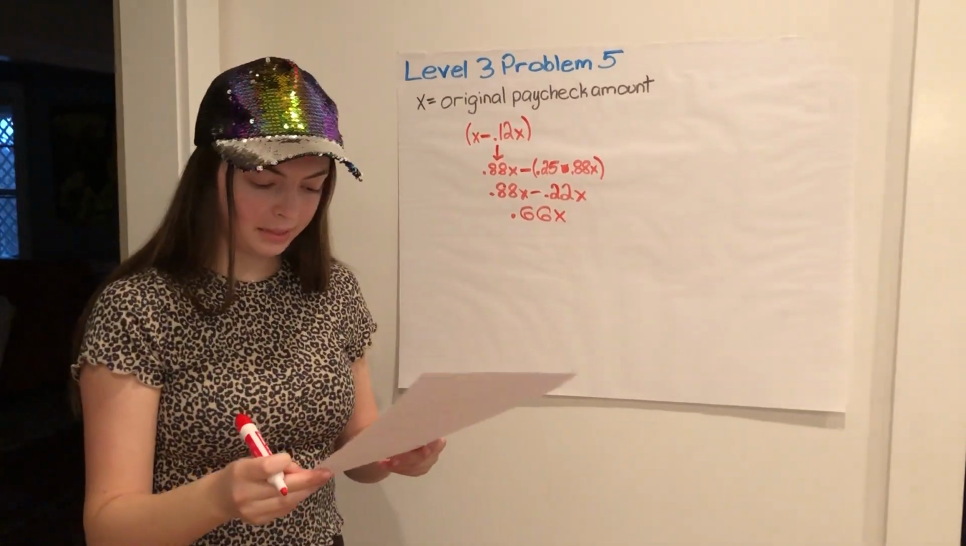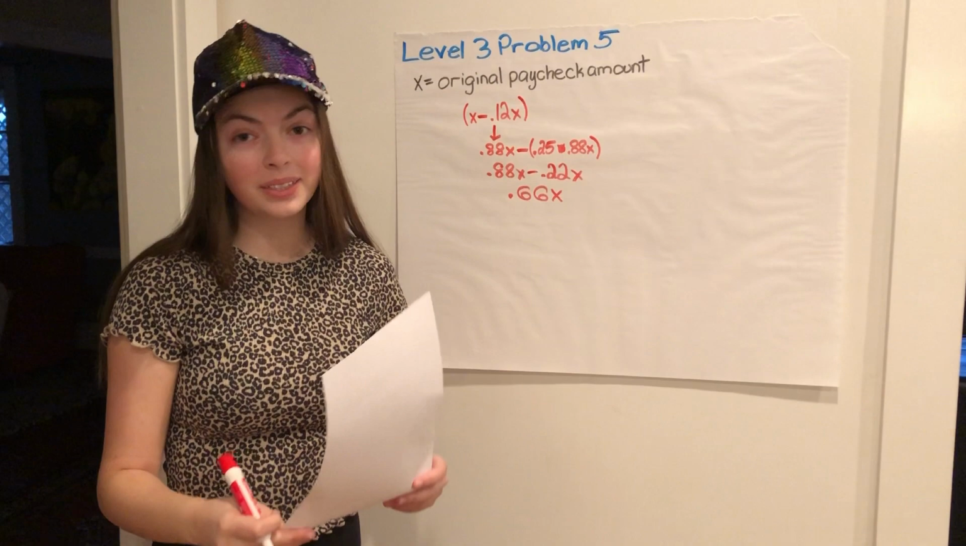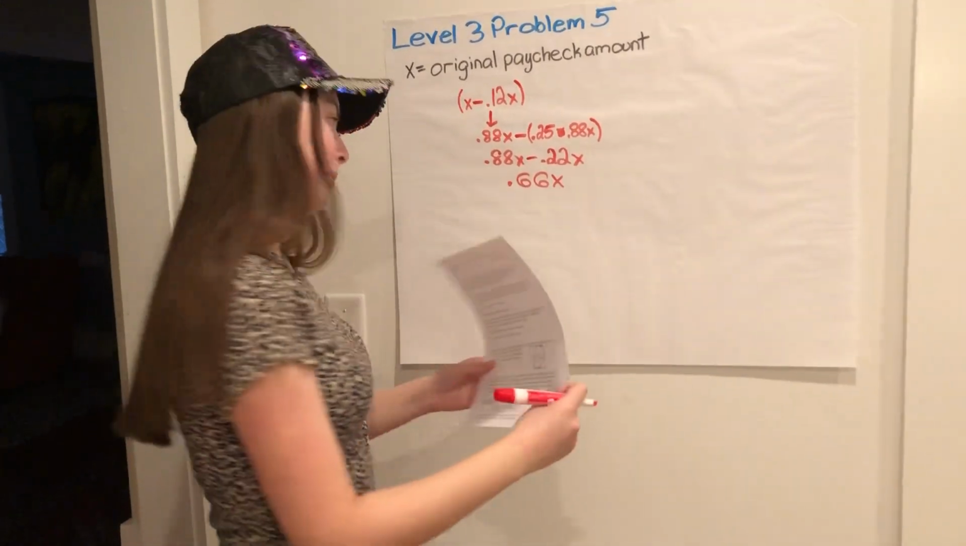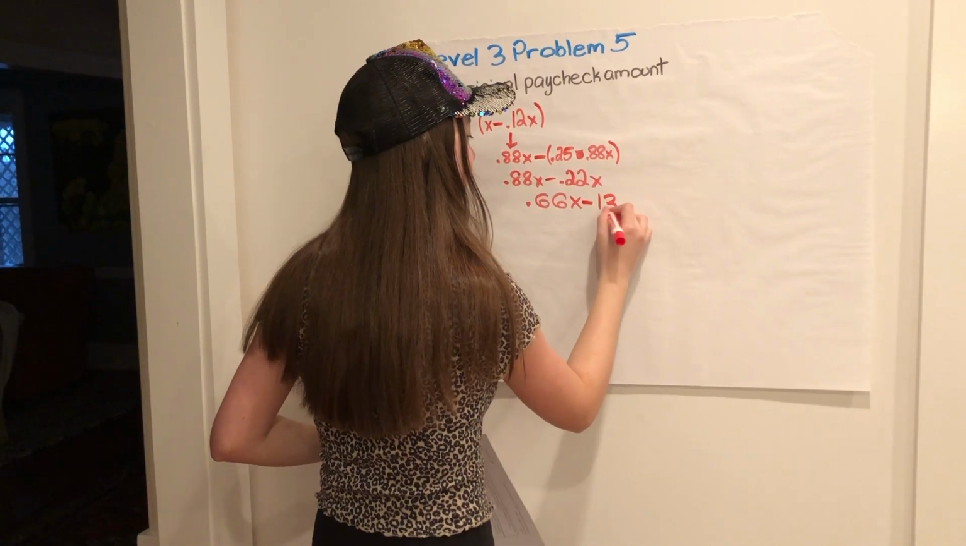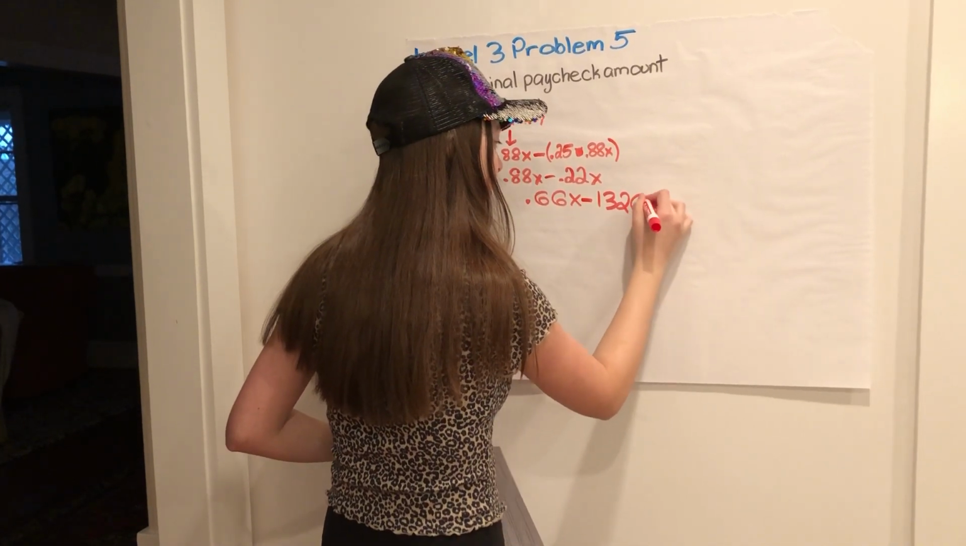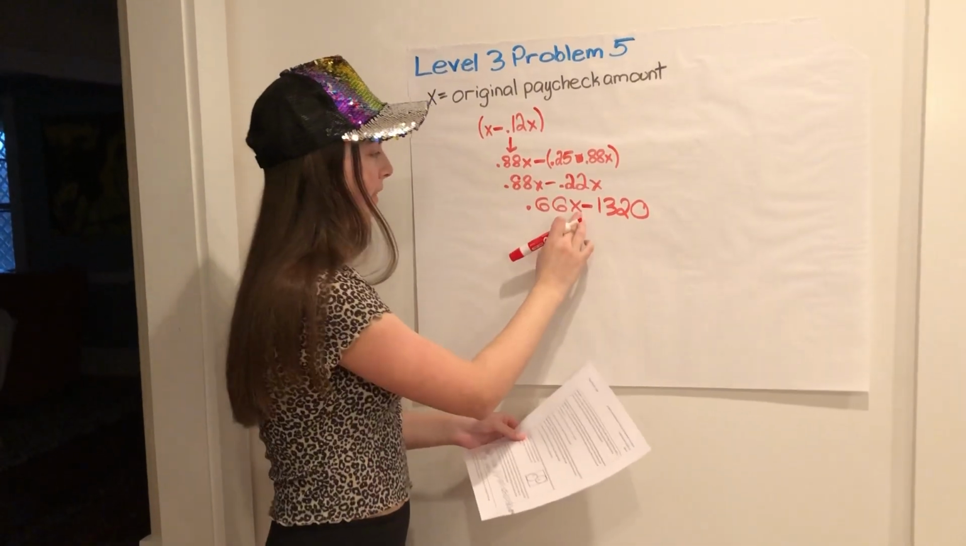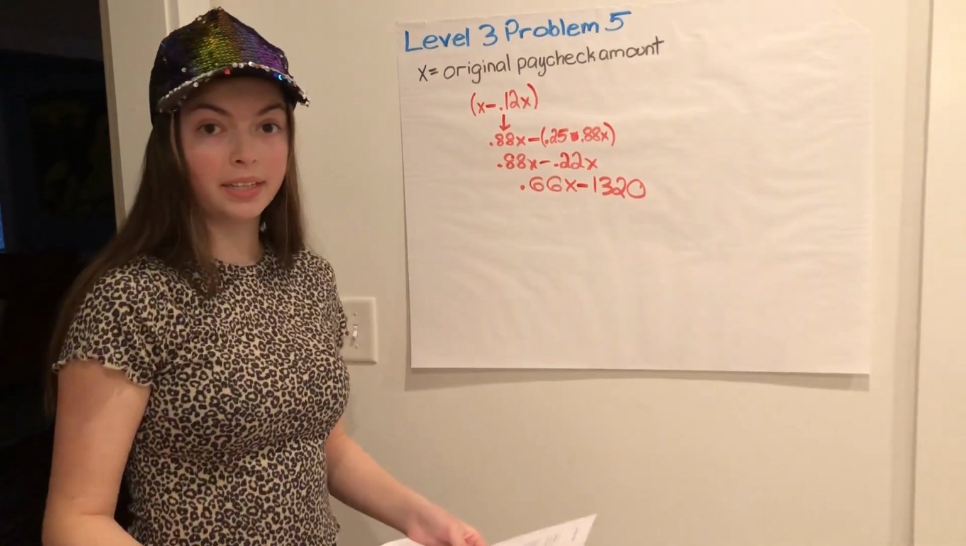The next thing that Sam does is gives $1,320 of that remainder to his parents. So we can take this 0.66 and we subtract this much. Now we can't do anything here because this has a variable and this is a number, so we just have to leave it like that.